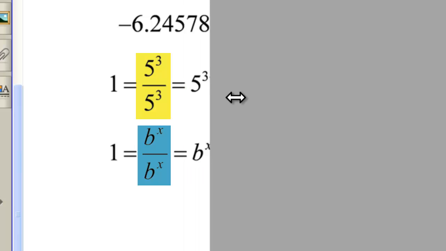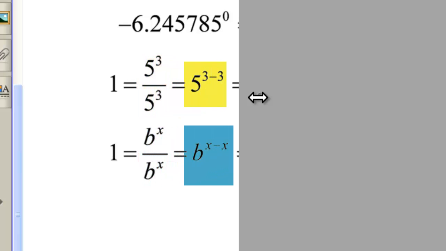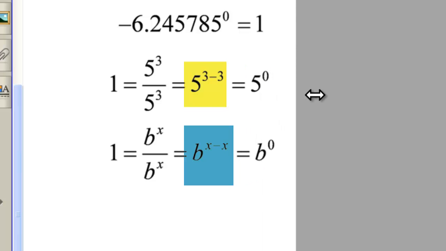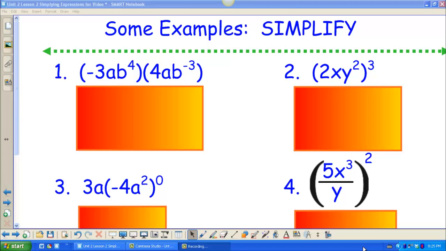Well, if I use my properties of exponents, then I am allowed to write the base once and subtract the exponents. Regardless, if I take a concrete example like 5 to the 3 minus 3, or if I take a general case that works for all numbers, b to the x minus x, I end up with a 0 power. And remember how I started with the number 1? So any base raised to the 0 power is 1. And here are some examples.